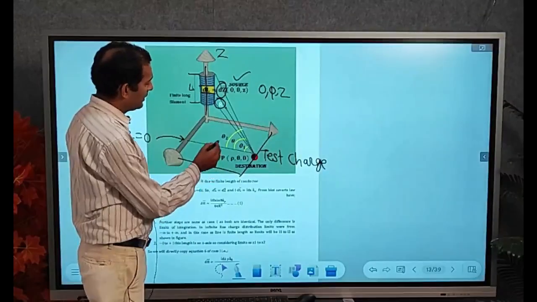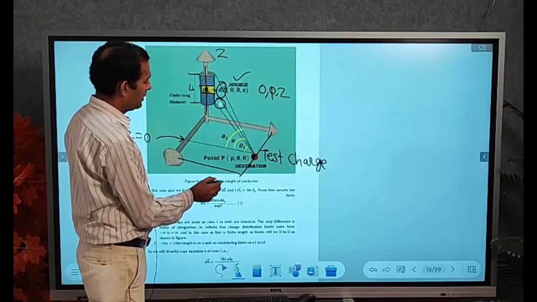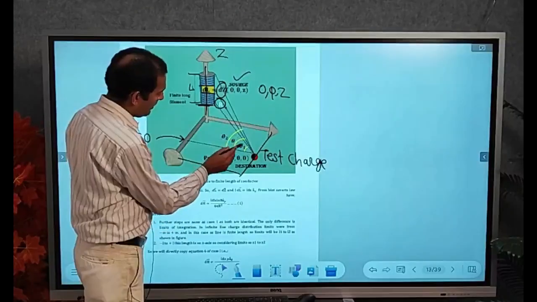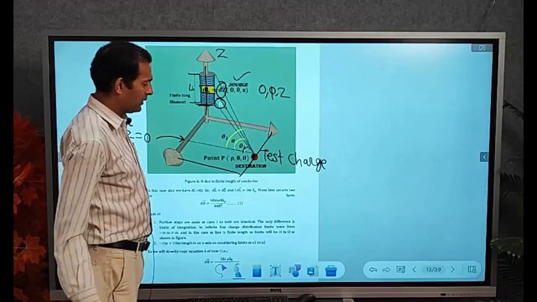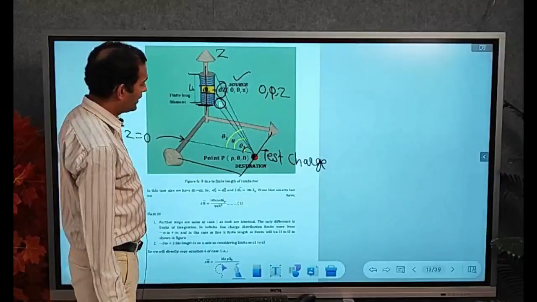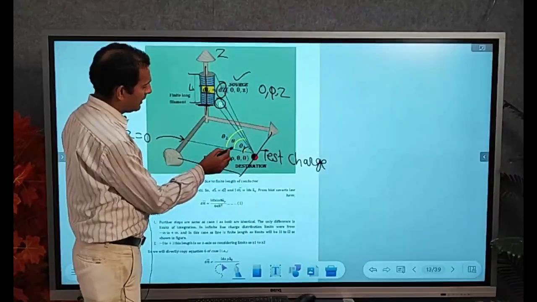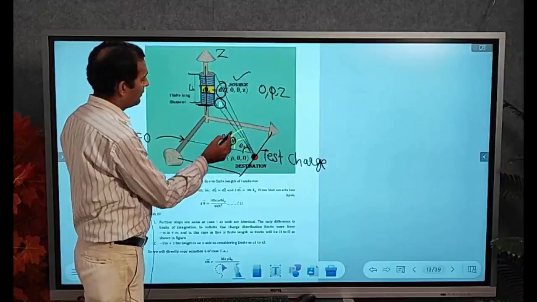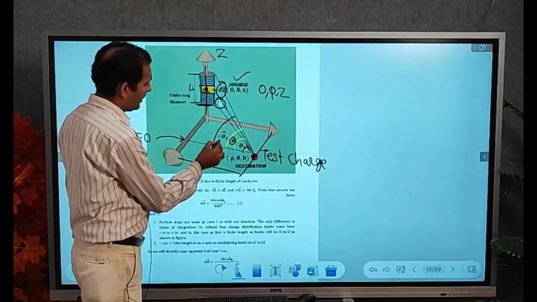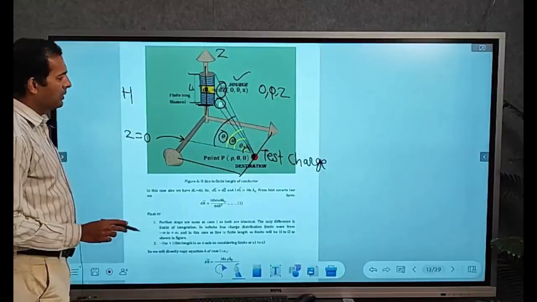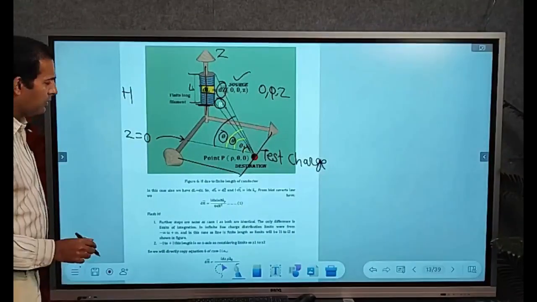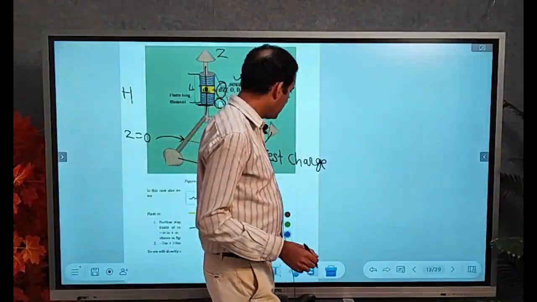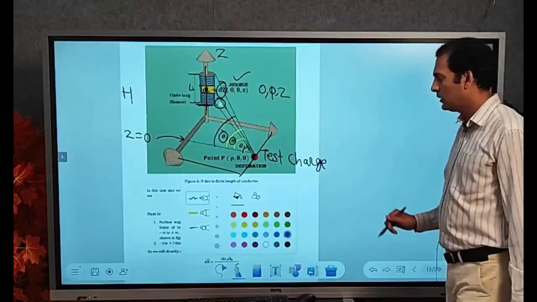Now let us consider the various angles. The bottom limit of the conductor is making some angle, say theta 1, with the point charge. Say R bar is making some angle theta, and the upper limit of the conductor is making say theta 2. So this is our setup. Now what we have to do is find the magnetic field intensity equation for this setup.